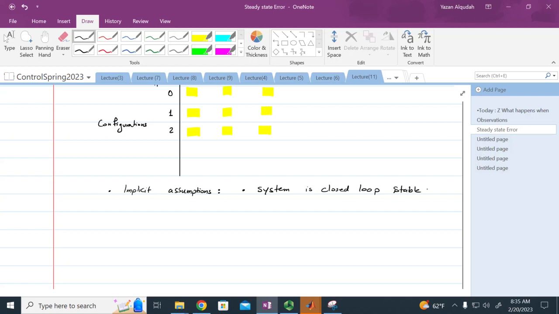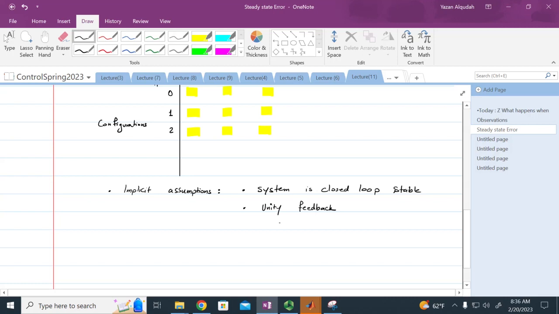If the system is unstable, then there is no sense talking about a steady state error. And the second assumption we're going to make also in all this derivation is that we're going to assume we have a unity feedback. And we'll see at the end, if we don't have a unity feedback, how we can calculate the steady state error. Is that clear?